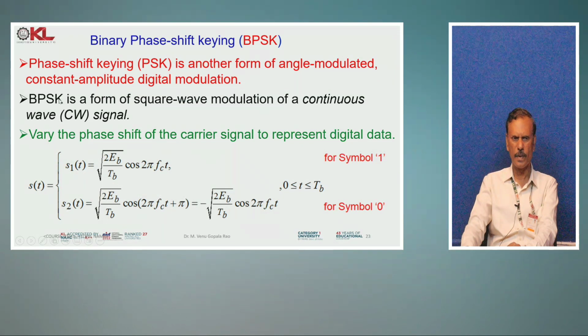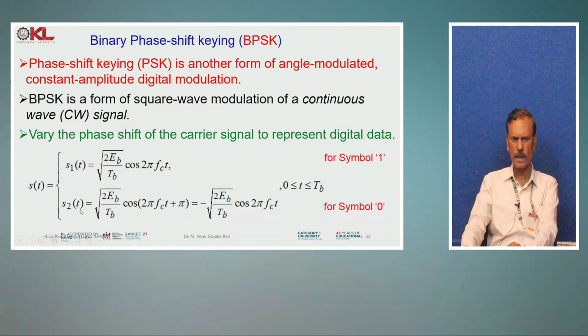Now BPSK is a form of square modulation of a continuous wave signal. It varies the phase shift of the carrier signal to represent the digital data. Mathematically, phase shift keying is represented by S of t, that is S1(t) for symbol 1, equal to the square root of 2EB by TB cos 2 pi fc t, the same single carrier we are using.